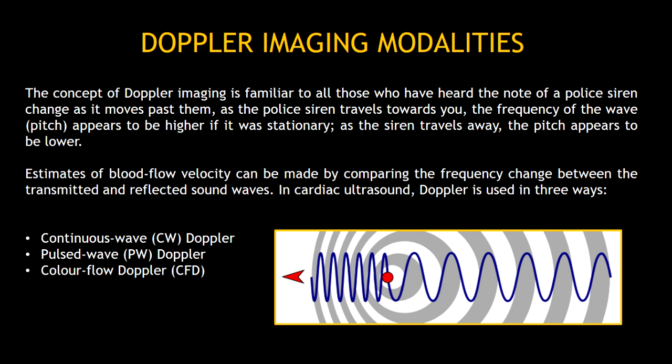In cardiac ultrasound, Doppler is used in three ways. First, continuous wave Doppler. Second, pulsed wave Doppler. And third, color flow Doppler.